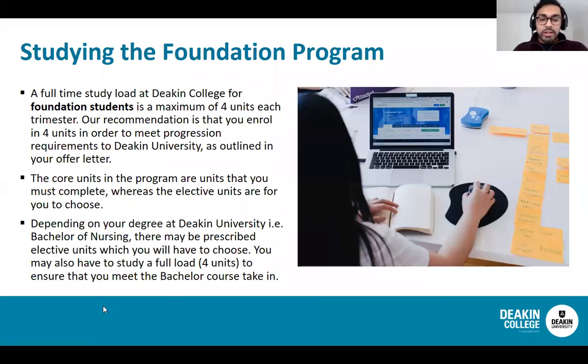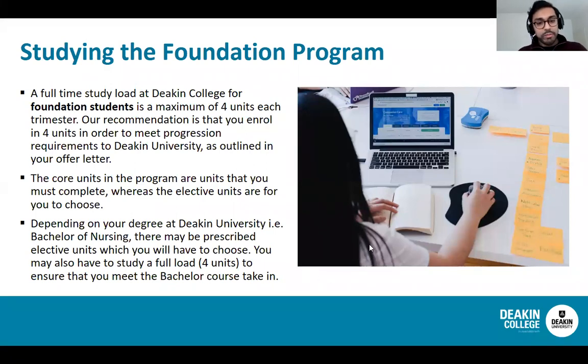If you're studying in the foundation program, a full-time study load at Deakin College for foundation students is a maximum of 4 units in each trimester. That's why in the previous slides I said that a student doing a standard foundation program would finish the course in 8 months, because they do 4 units in their first trimester, in the first 4 months, and 4 units in their second trimester. My recommendation is that you do enroll in 4 units so that you can get to Deakin University as soon as possible, within your desired time frame. However, there is the possibility for you to do less than 4 units, and you can have a chat with me about that further if you want.